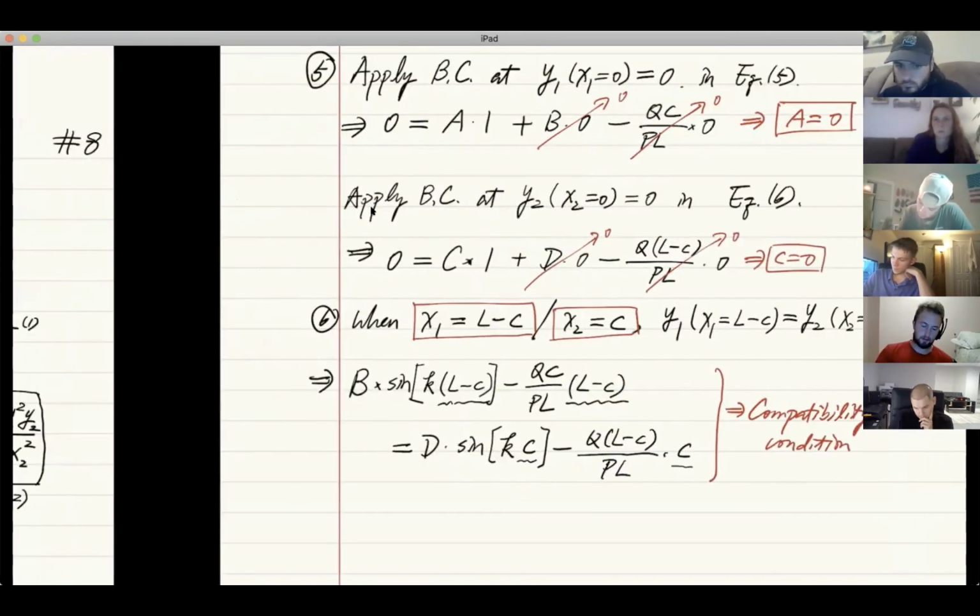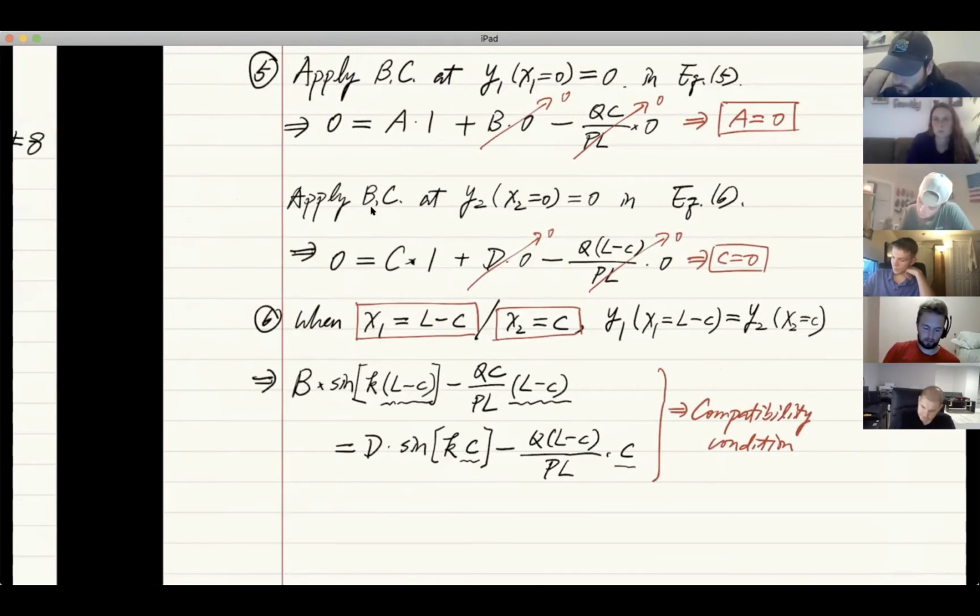The concept is very simple. Deflection must be compatible at the joints as long as the structure has no discontinuity. And discontinuity means the breaking of the structure. Okay, so I'm going to stop here.